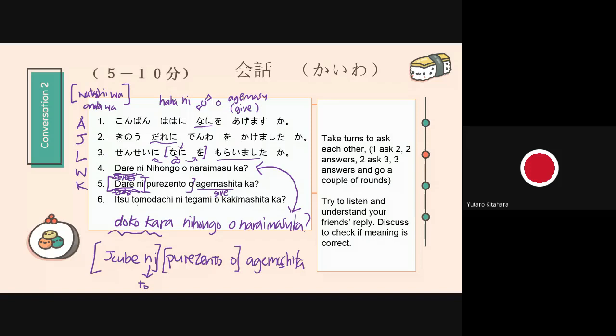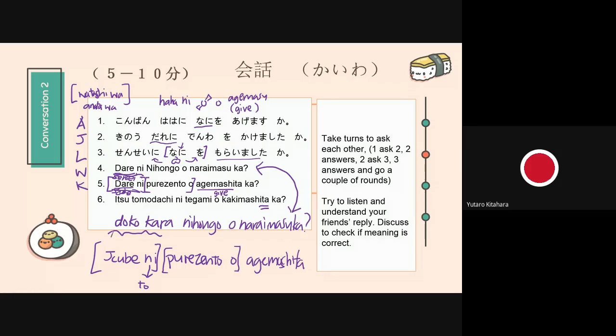Itsu tomodachi ni tegami wo kakimashita ka? Kakimashita ka? What do you think is the meaning? Hope everyone can share. Anyone? You want to type out the answer or just read out also can? When will you write a letter to your friend? Yeah, correct. In fact, it's past tense, but otherwise everything correct. When did you write a letter to your friend?